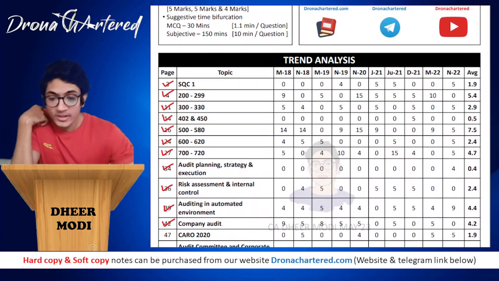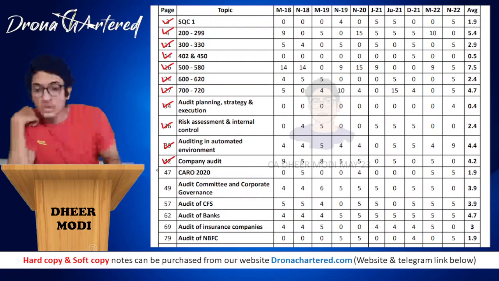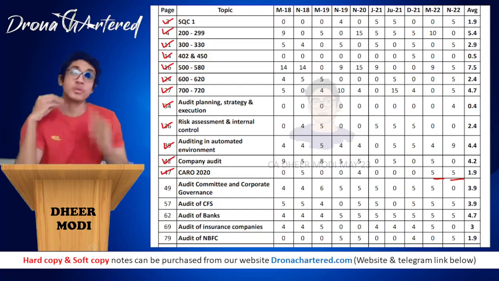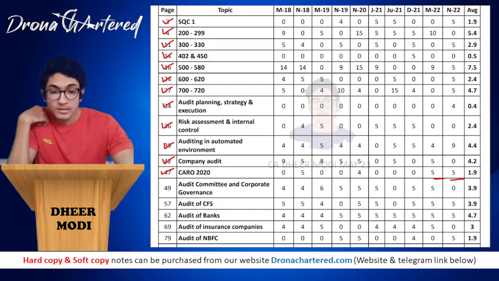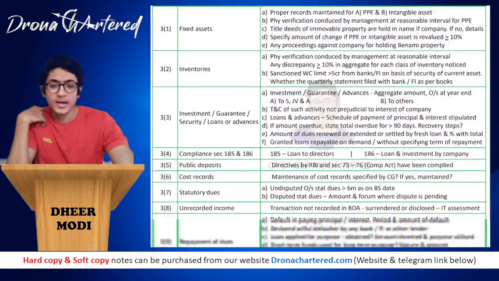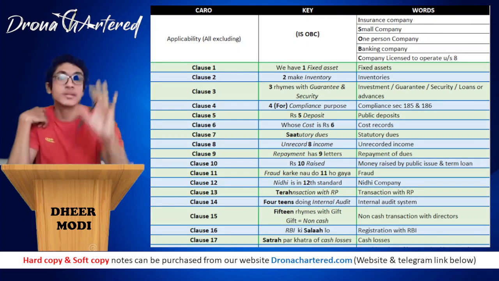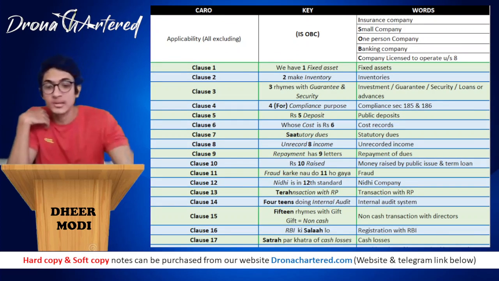So we've already done all of these chapters, and today we will be doing CARO 2020. The last two attempts, this has come for approximately 5 months. So please, definitely, this is a must-do chapter. And of course, as usual, I have again made the mnemonic for how to learn these clauses and numbers, so that it is easier to learn.